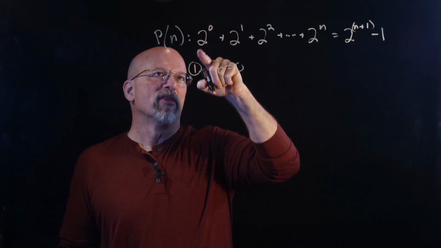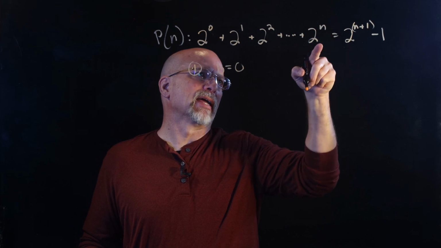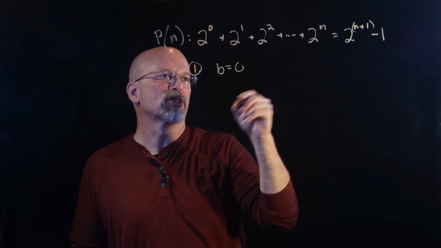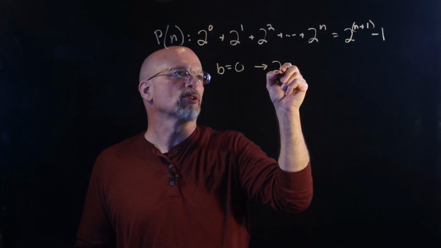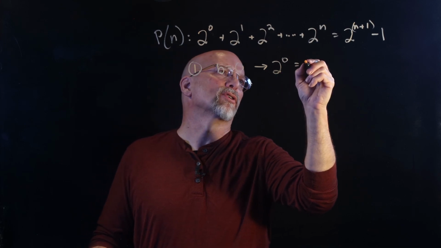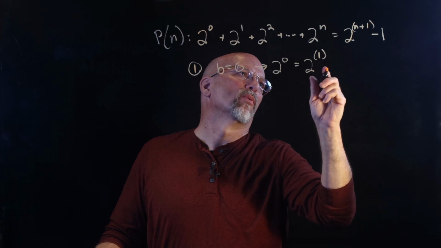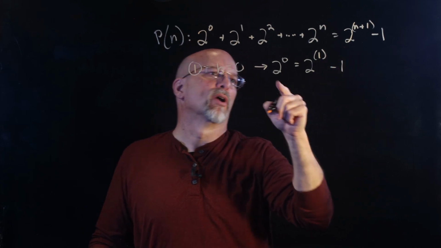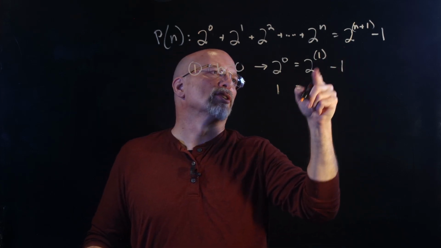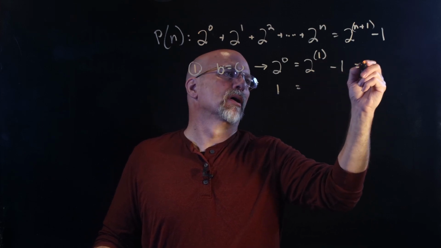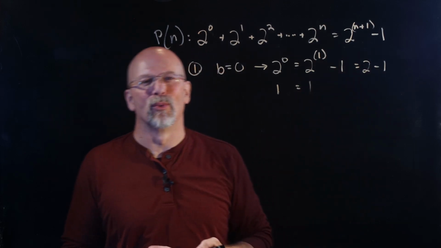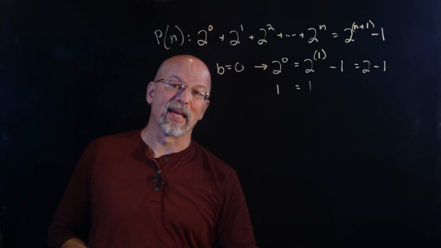All right, so that means 2 to the 0, right? We've got this n equal to 0. So that says 2 to the 0 is equal to 2 to the 0 plus 1, minus 1. So 2 to the 0, that's equal to 1. 2 to the 1, that's equal to 2, minus 1, which is equal to 1. So we've proved it for the base case.